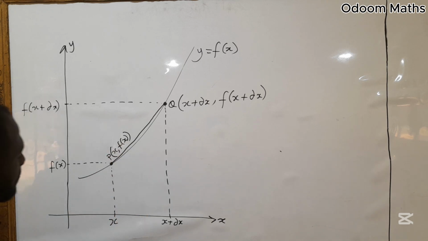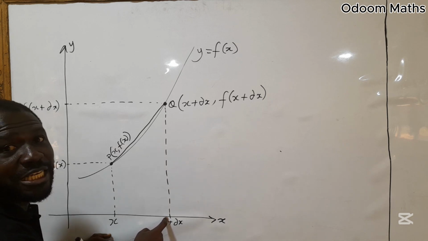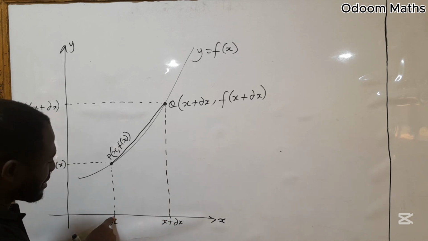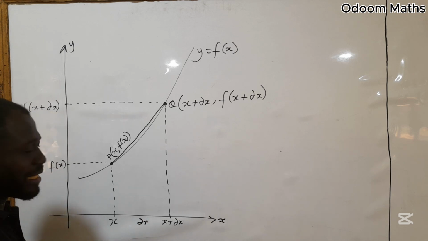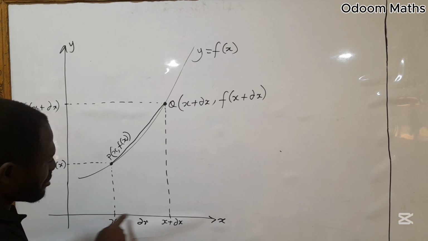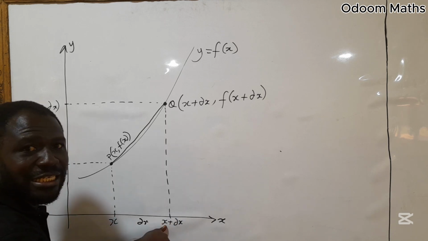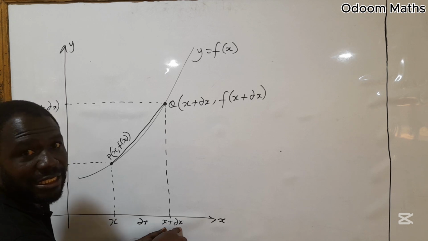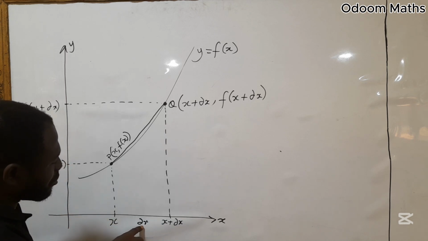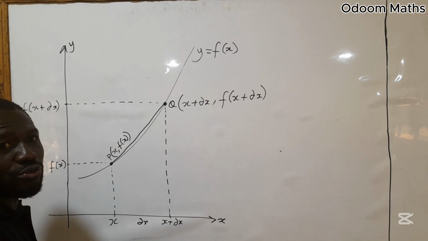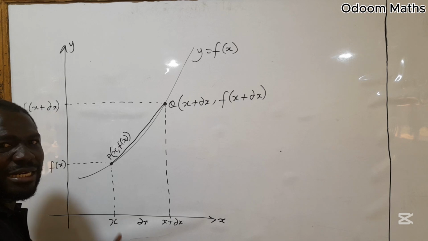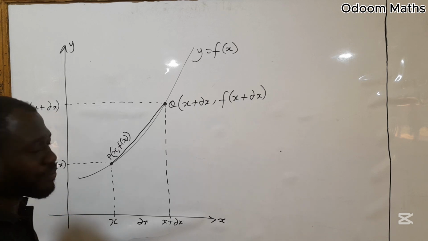Now from here to here, there has been some change. From this point to this point, there has been some change. So let me call that change del x. So from here to here, x plus the change becomes x plus del x. I said I'm going to call the change del x. It's like when you're moving from 1 to 2, there has been another addition of 1. Then you go to 2.